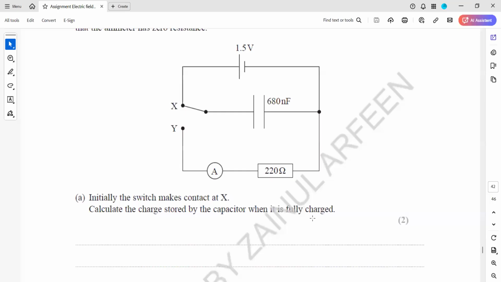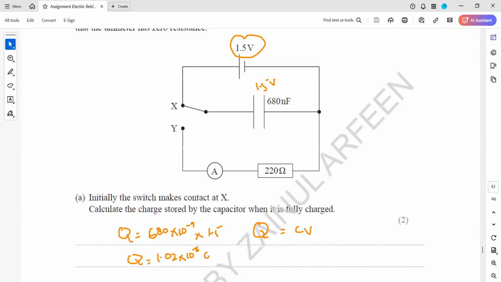When a capacitor is fully charged, we have the formula Q equals CV. When the capacitor is fully charged, the voltage across the battery will be the same as the voltage across the capacitor. So if we need Q, the total charge, that is C times V. C is the capacitance, which is 680 nanofarad, 10 to the power minus 9, and V is the voltage, that is 1.5. So 680 times 10 to the power minus 9 times 1.5 gives 1.02 times 10 to the power minus 6 coulomb. That's the charge stored on the capacitor.